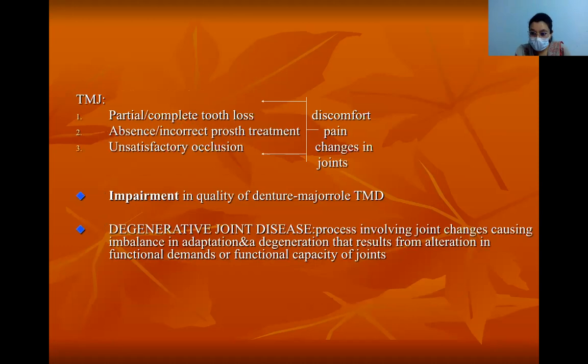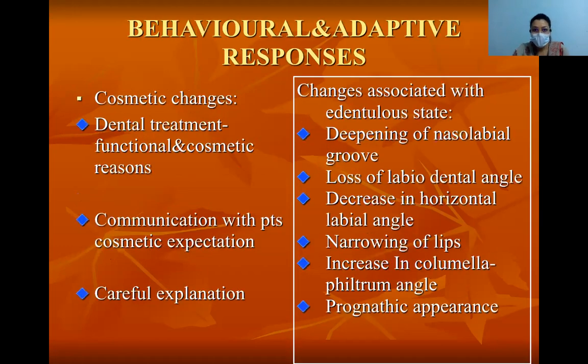TMJ changes can also occur if there is a certain amount of pathology associated with the oral structures and with the occlusion. What are the behavioral and adaptive responses when we come to talk about the complete denture and residual ridge resorption? The cosmetic changes: dental treatment can take care of the functional and cosmetic reasons. Communication with the patient, cosmetic expectation, and careful explanation is very important.